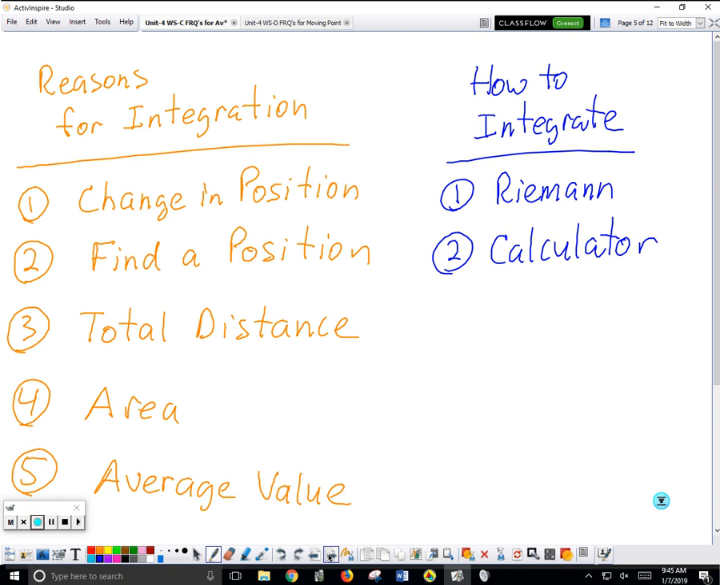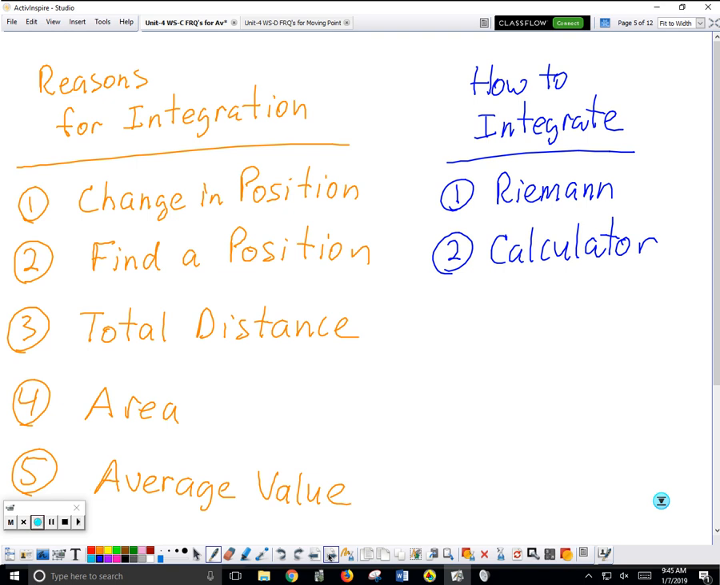Yeah. Perfect. Please, Brennan. Does the calculator or Riemann sum go with the reason? Like, can you match them? Say it one more time. Like, are there certain reasons that you do use the calculator and not the Riemann sum? Oh, gotcha. Like, do you know what I mean? Like, if you were to match them.